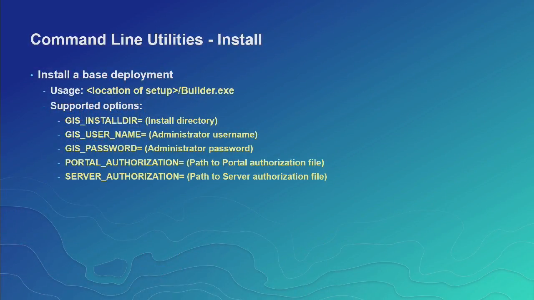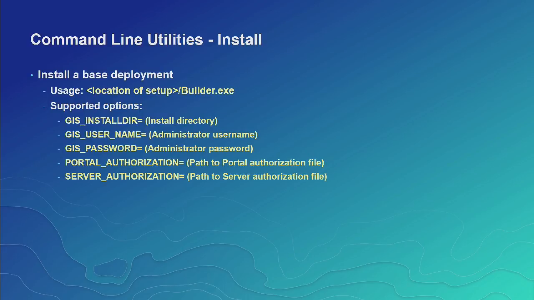So next I want to talk about some of the command line utilities that were also added at 10.6. So the first is installing a base deployment. The usage of this is just to call on the builder executable file and then provide some of the parameters necessary to install the software, such as where you want to install the software to. So see program files, ArcGIS, for example.